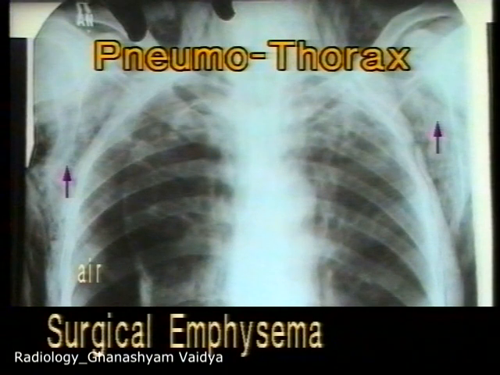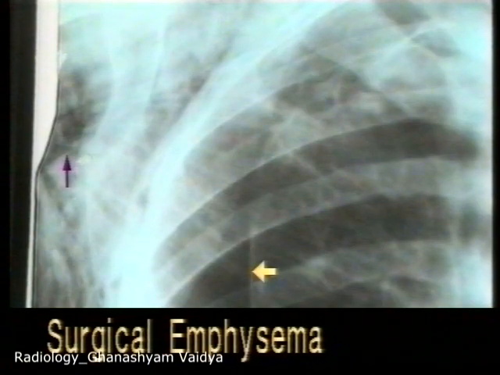If the pneumothorax is traumatic, you should look for rib fractures and inspect the subcutaneous tissues for surgical emphysema. In this X-ray, note the pneumothorax on the right side and note the air in the subcutaneous tissues shown by the black arrows. The air in the subcutaneous tissues is termed as subcutaneous emphysema.